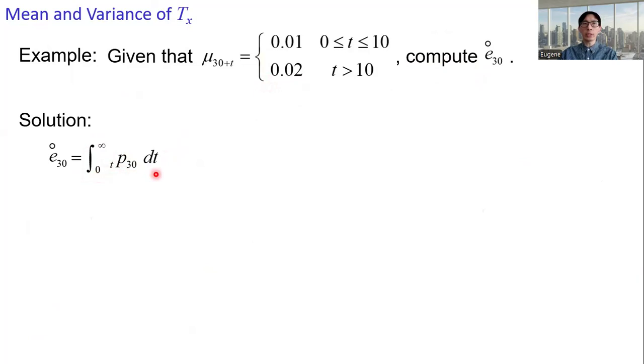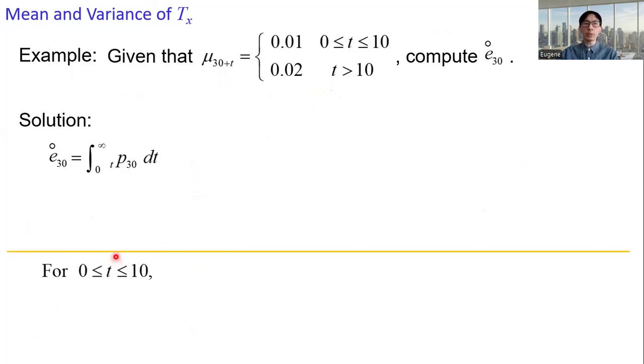To get tp_30, we need to split it into two parts because the force of mortality is a piecewise function: t between 0 and 10, and t greater than 10. For t between 0 and 10, the force of mortality is 0.01, so we simply get tp_30 equals e to the power negative 0.01 t. And then for t greater than 10, we need the survival probability starting from age 40.